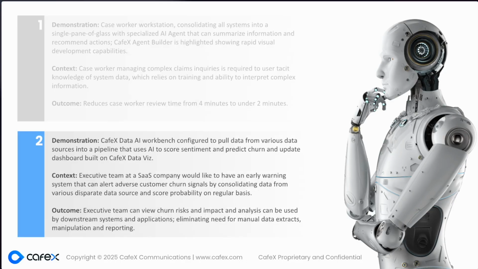In the second demo scenario, we're going to look at the use case where a user runs a SaaS operation and they want to analyze their user data to determine customer health and make a prediction on the likelihood of customer churn. To achieve this, we'll be pulling in data from disparate data sources. We'll process it using CafeX Data AI, build a machine learning model for it, and ultimately visualize it using CafeX Data Viz.